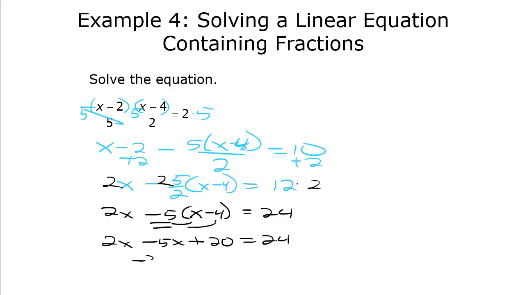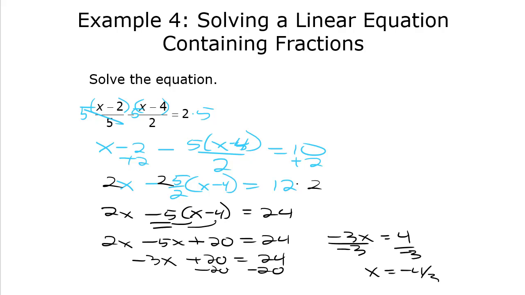Combine like terms, so negative 3x plus 20 equals 24. Subtract your 20, and negative 3x equals 4. Divide by negative 3. X equals negative 4/3.